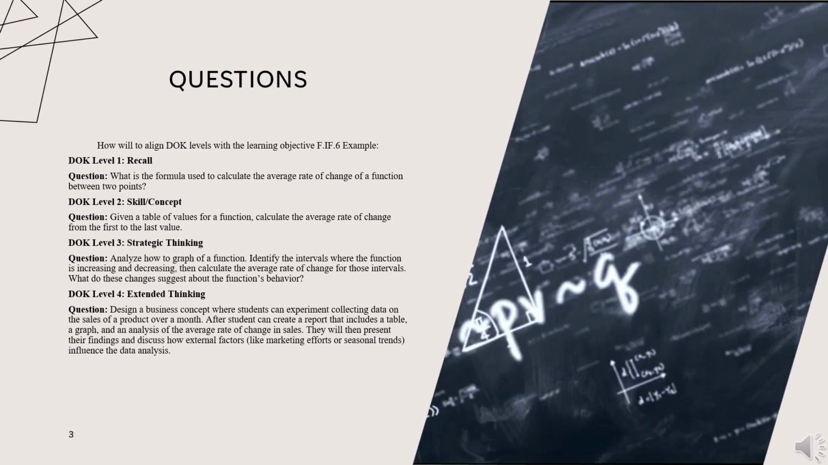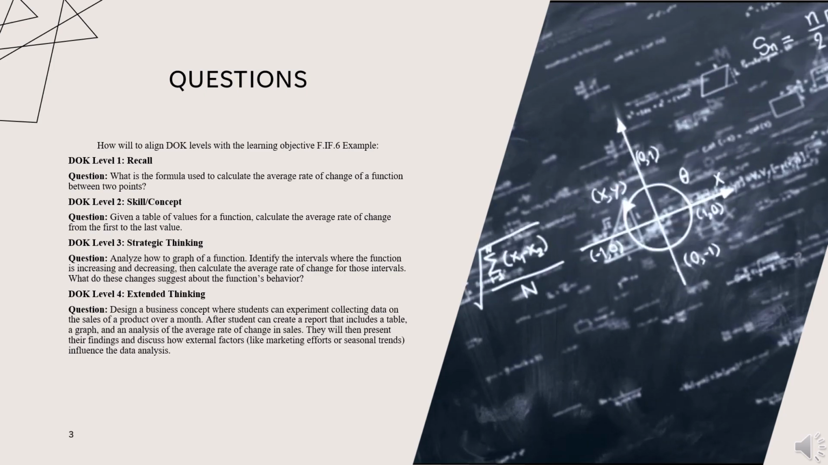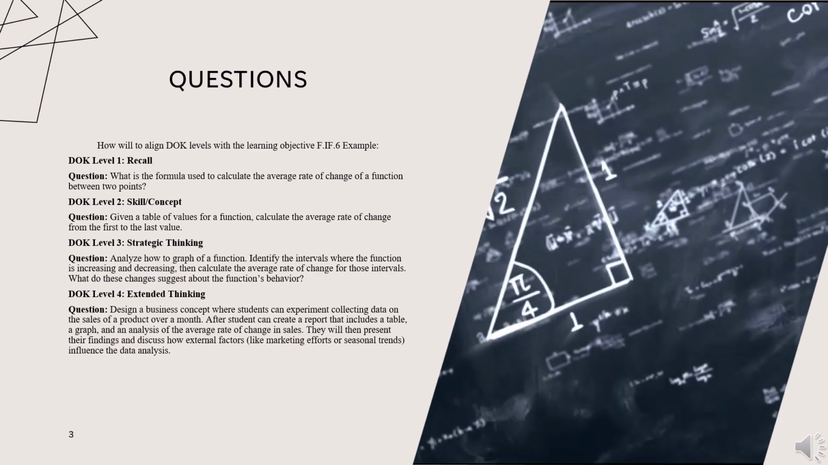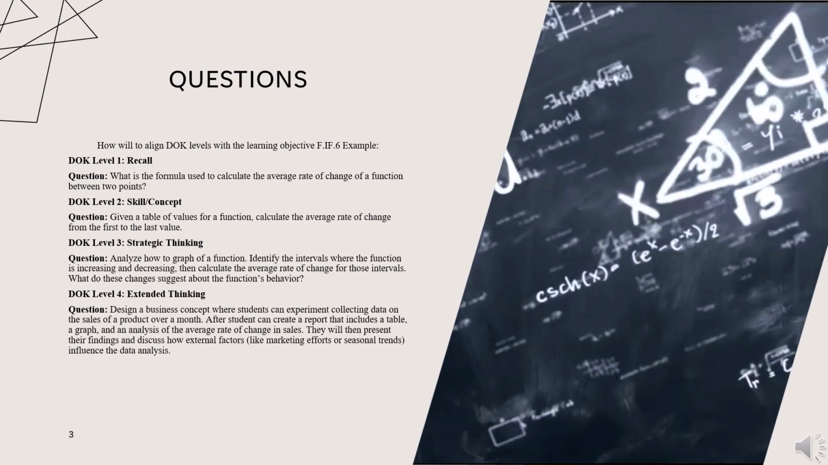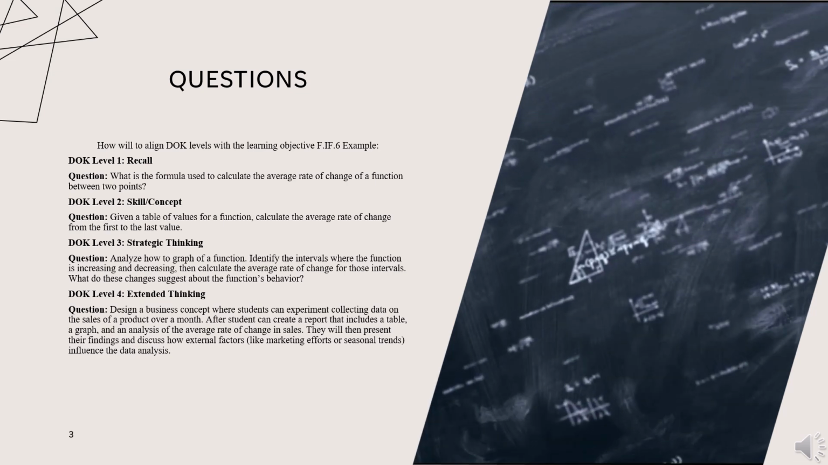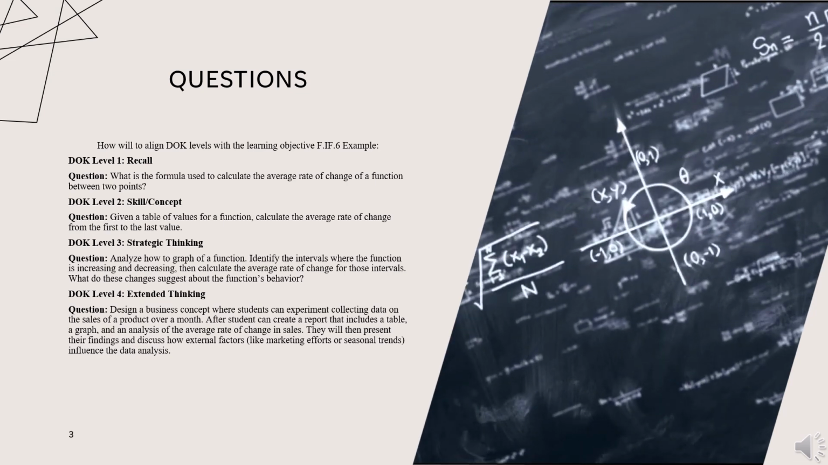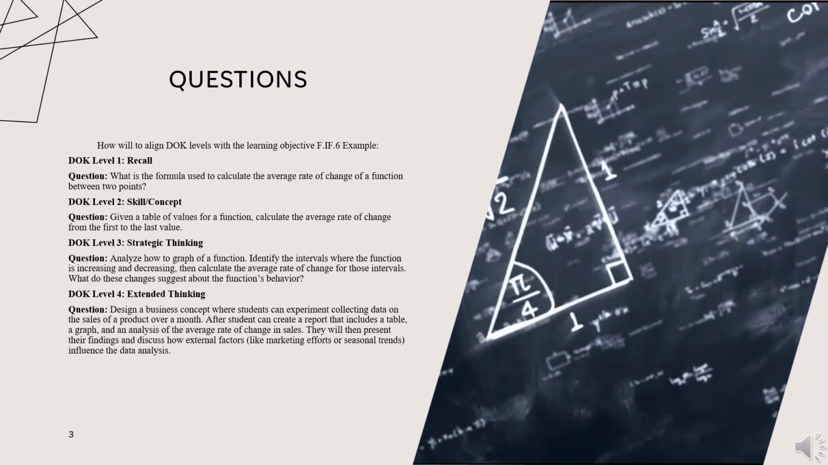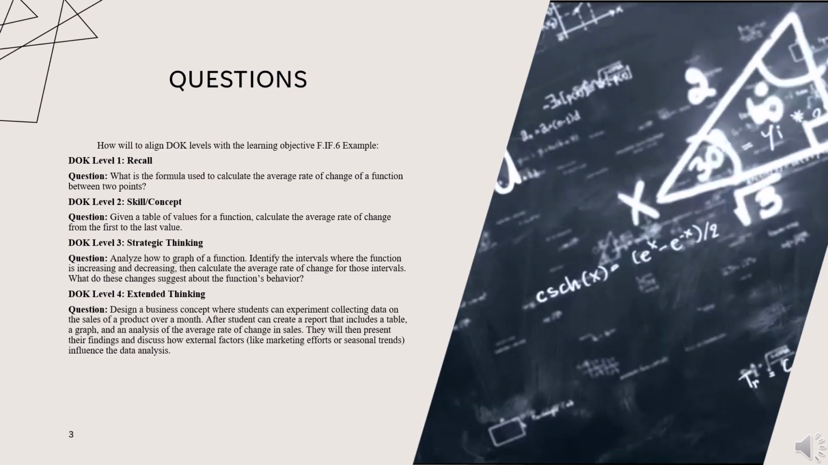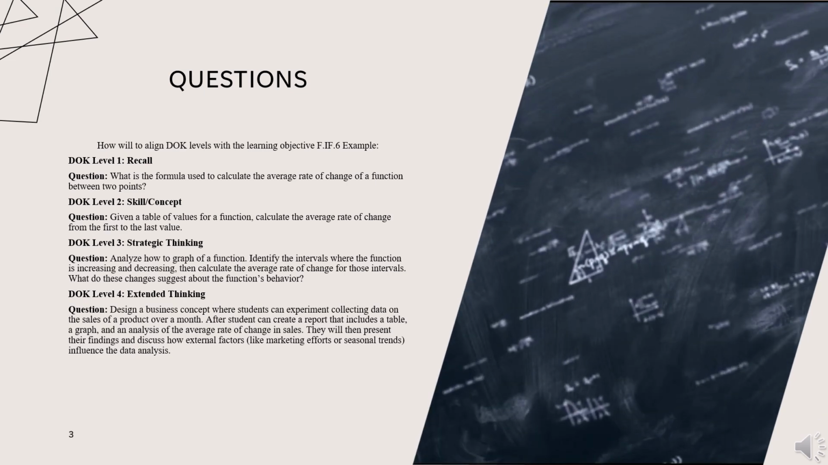The goal is to use the depth of knowledge questions as tools for accessing and enhancing student understanding. By working backwards, we can help build student understanding to level 4. First, starting with DOK level 1, students need to understand and solve formulas for calculating the average rate of change.